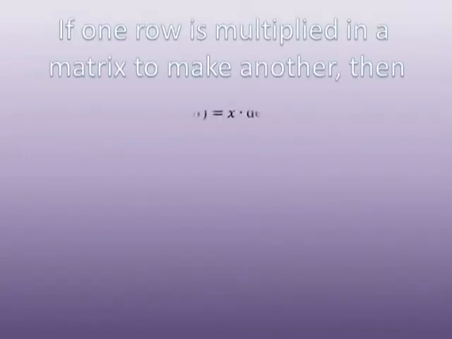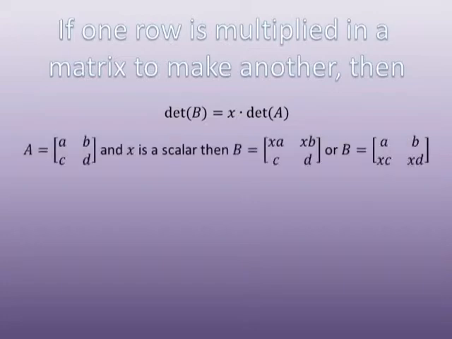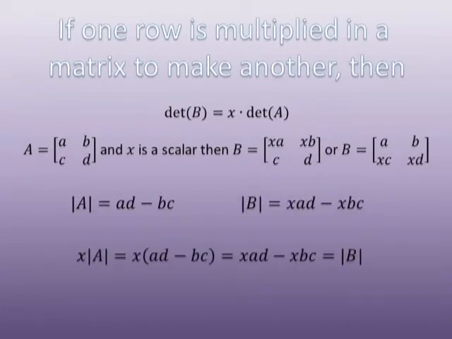If one row is multiplied by a scalar to form another matrix, the determinant of the new matrix equals the scalar times the determinant of the original matrix. To show this, take the determinant of A, multiply it by the scalar, and the result is the determinant of B.